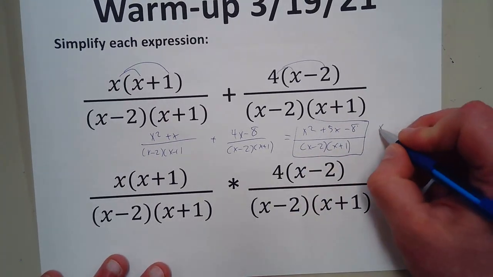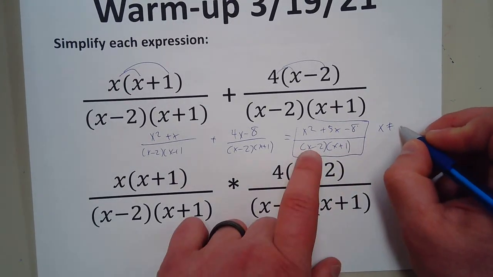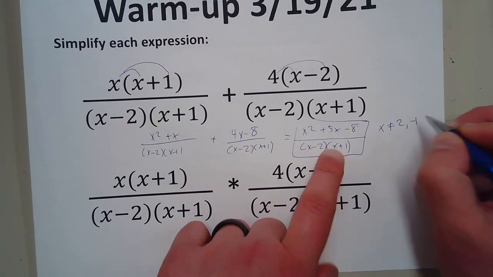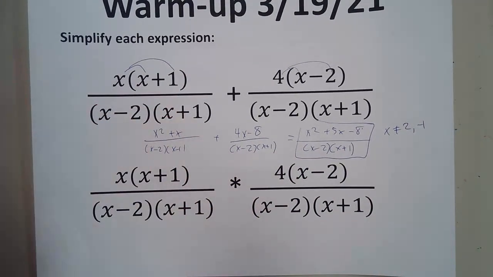And we include our restrictions, which are going to be x can't be 2 or negative 1. And that's it, because that's the only thing that was ever in the denominator. So cool. So we're done with the addition problem.